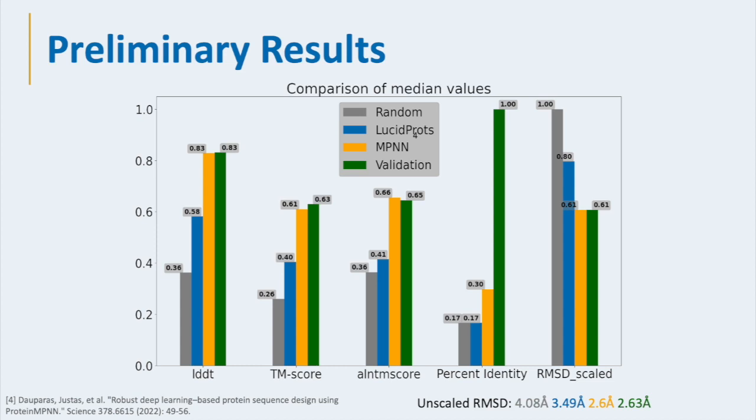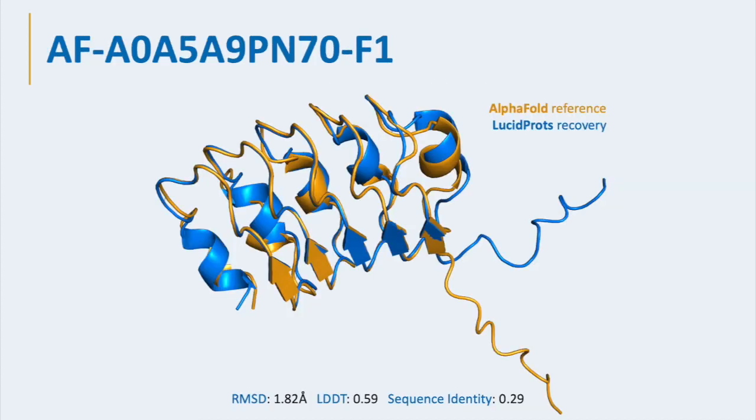But of course, I don't want to release you from this talk without showing you an exemplary structure alignment. In blue, you can see the predicted structure of the sequence generated by LucidProts, and in orange, the AlphaFold ground truth. This structure has an RMSD of 1.82 angstrom and an LDDT of 0.59, with a sequence identity of only 29%. And as you can see, helical, sheet and loop structures are already aligned almost perfectly, whereas the disordered prefix of the sequence is pretty different, leading also to a decrease of the LDDT value, but this effect has to be investigated further.